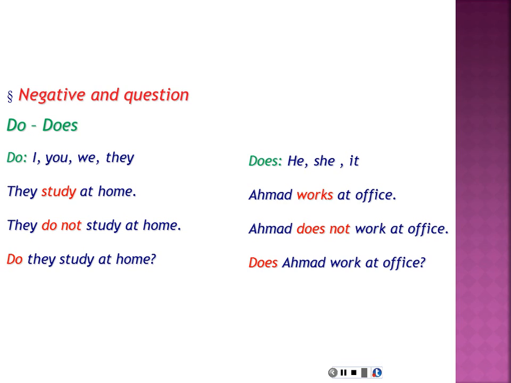So those are the last two. Do they study at home and does Ahmed work at office? Both of them كلاهما سؤالين يحتاجان إلى إجابة بنعم أو لا. So when you see do or does at the beginning of a question, it's yes no question. When you see a verb to be فعل كون at the beginning of a question في بداية سؤال, it means it's yes no question. Okay.